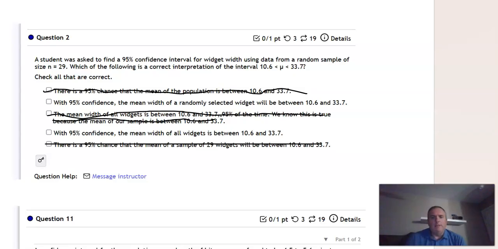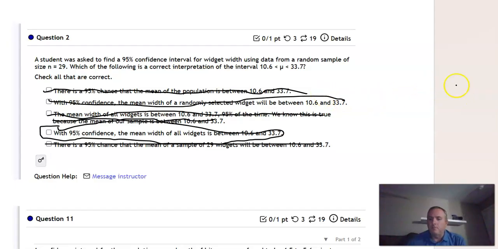All right, so we have to pick one or the other. Either the mean width of all widgets is between those two values or the mean of a randomly selected widget. Well, when we're doing confidence intervals, we are making an assertion or an estimation about the population mean. So that's the mean width of all widgets between 10.6 and 33.7. So I'm going to choose this fourth choice for my answer and eliminate all of the others.